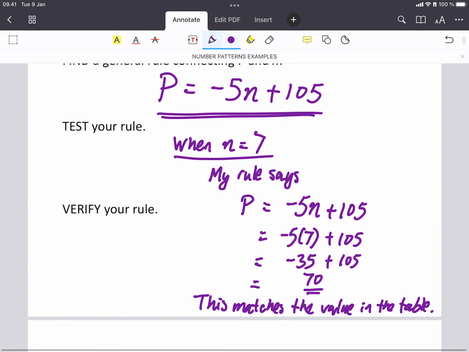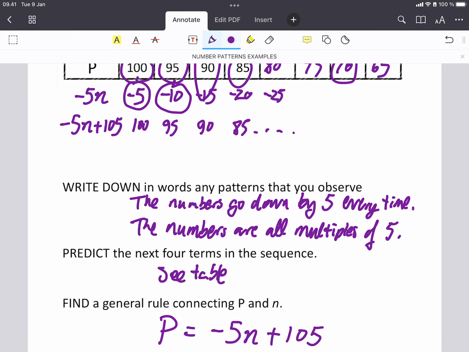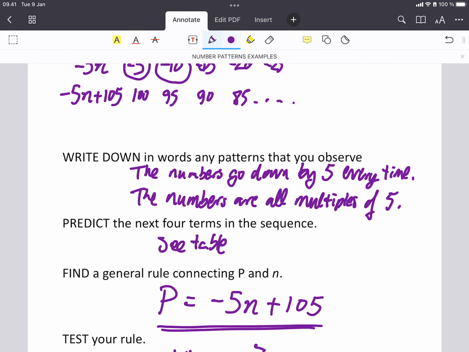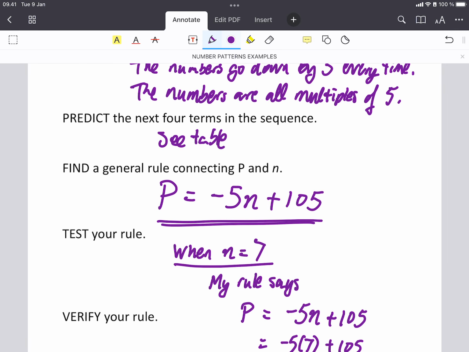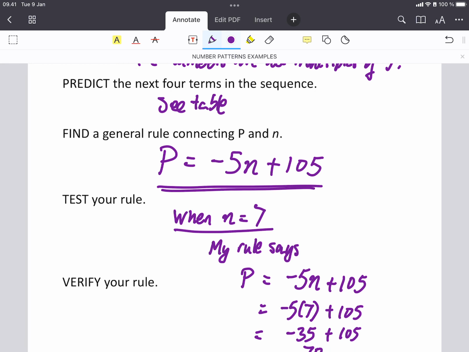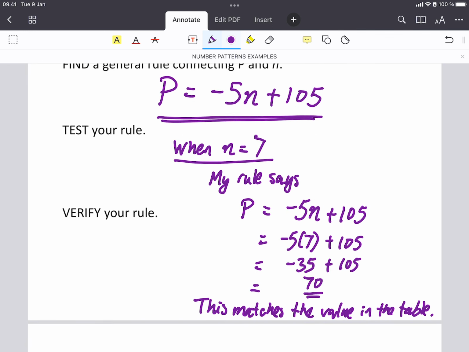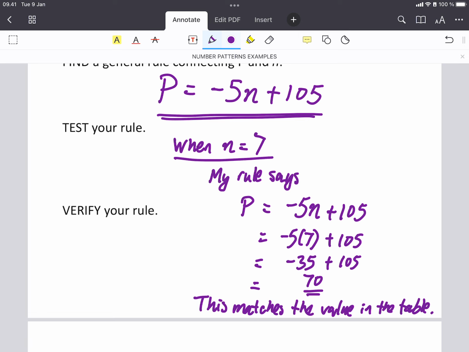So just the whole routine of recognizing the key terms and then write down, predict, find a general rule, test your rule, verify your rule. If you can get up to speed with what they're asking you to do in that question, then you can knock it out of the park pretty quickly. Okay, so those two were arithmetic sequences, and part 2 of the video will concern geometric sequences. We'll see what that is in part 2.